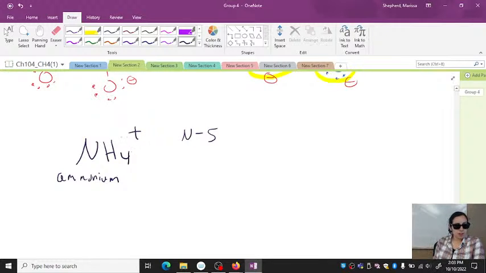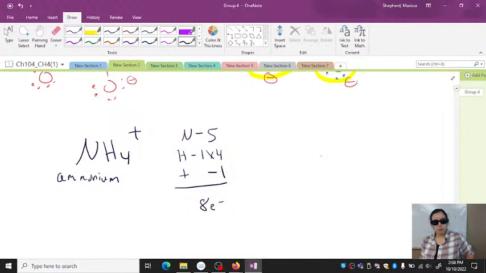So don't subtract anything yet. So 5, and then how many from hydrogen? So 1 times 4. Then we have the plus charge, and we have to subtract 1. And so now we have, I heard someone say 8. And then what did our structure look like once we drew it out? Anyone describe it?